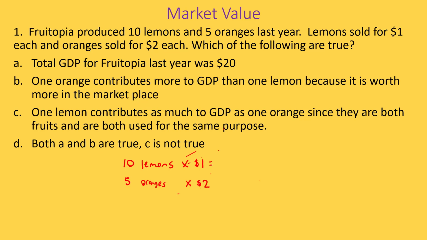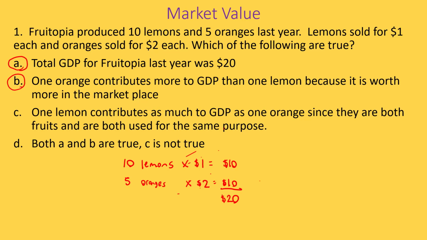So 10 lemons times $1 each comes out to $10. 5 oranges times $2 each also comes out to $10. So the total GDP for Fruitopia in this particular example would be $20. So when A says the total GDP for Fruitopia last year was $20, that answer is correct. However, if we take a look at B, it says 1 orange contributes more to GDP than 1 lemon because it is worth more in the marketplace. That is also true. So 1 orange adds $2 to GDP, 1 lemon only adds $1 to GDP. So 1 orange adds more than 1 lemon to our gross domestic product.